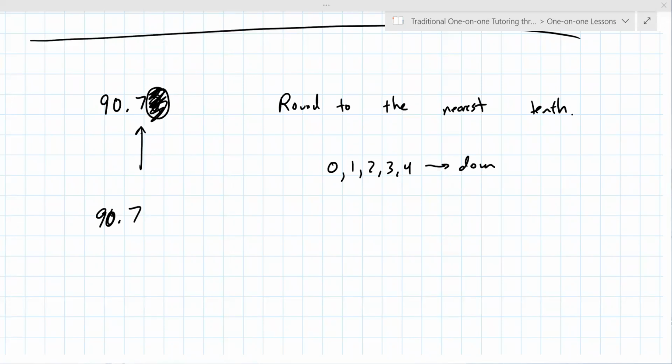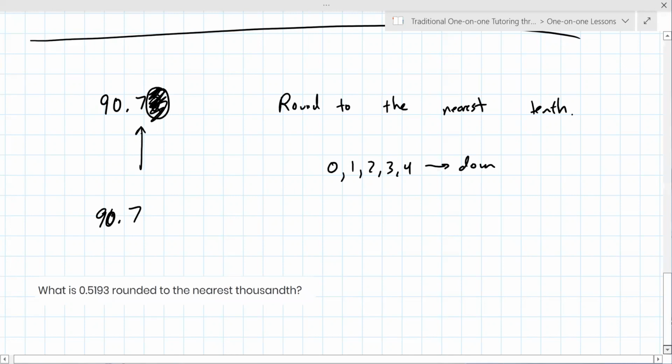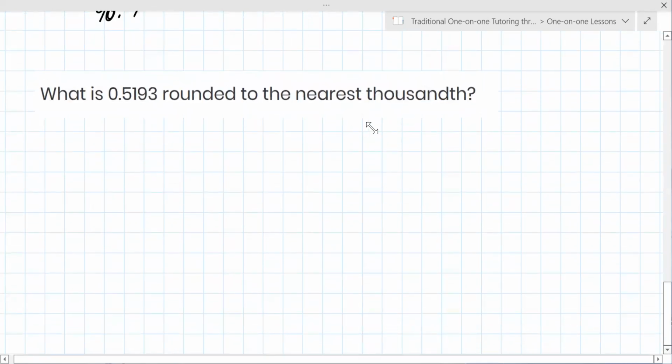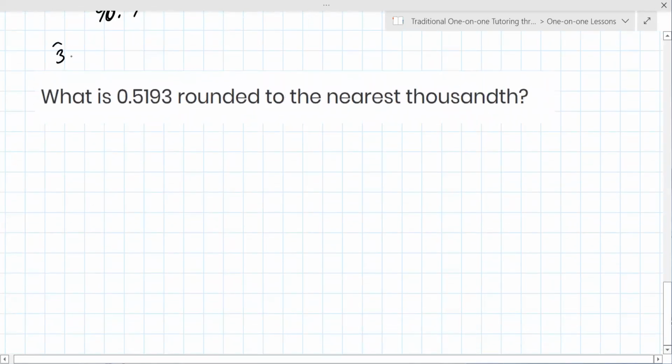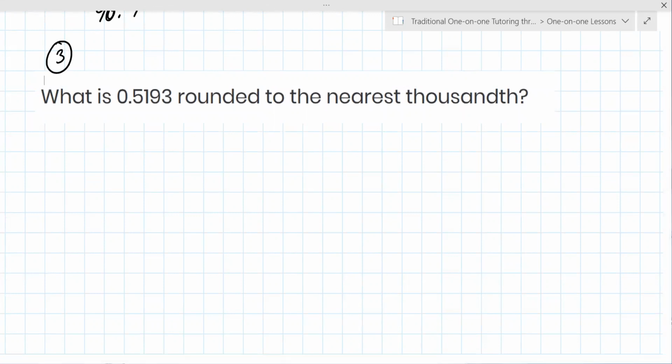Okay, let's look at a new question here. This is question 3. Okay, so question 3. What is 0.5193 rounded to the nearest thousandth?